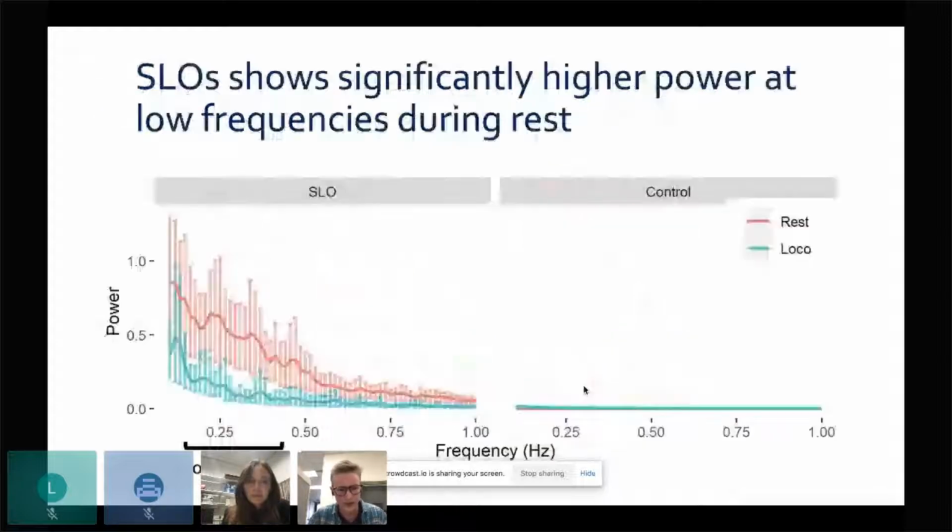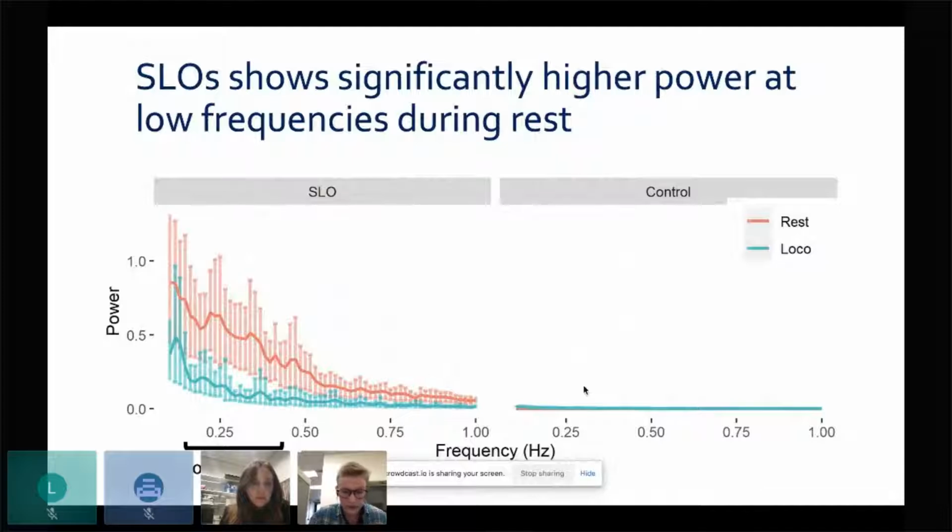If you could go to the next slide. I used a Welch's method FFT basically to look at the power frequency spectrum. You can see here the slow cells on the left and the control cells on the right plotted on the same y-axis. So you can see that the slow cells have a much, much higher power in this low frequency. The x-axis only ranges from 0 to 1.